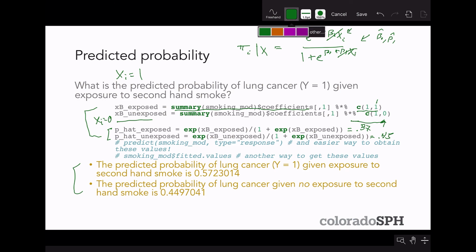But there's a much easier way to do that in R, and that's just accessing these fitted values that are returned by your model. Or you can use this predict function. And for the predict function, you could even give it new potential patients with different x values and then get a predicted probability for that new subject.